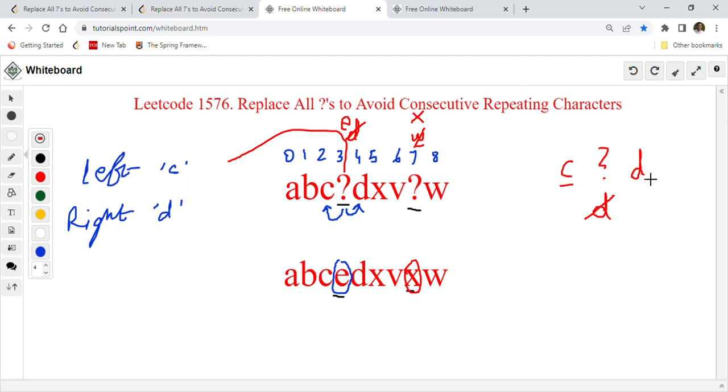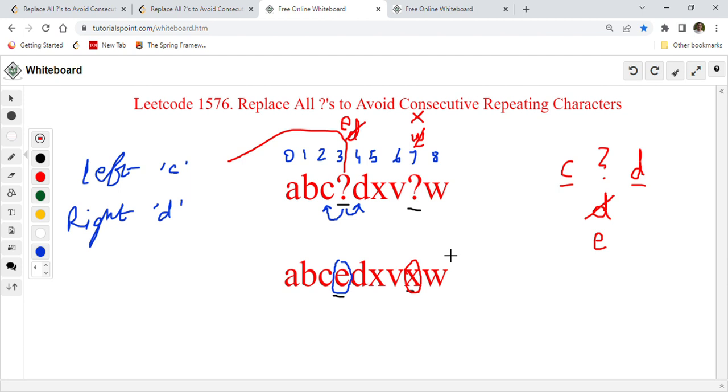Then what will we try? We'll try to put the character which is next to D. Next to D is E. So you will try to put E here then. Okay. E definitely you can put for sure, right? Why? Because E definitely cannot be a consecutive character, right? Because E is not the same as C, right? And E is not the same as D as well, right? Okay. So this is the basic idea. I hope you understood this.